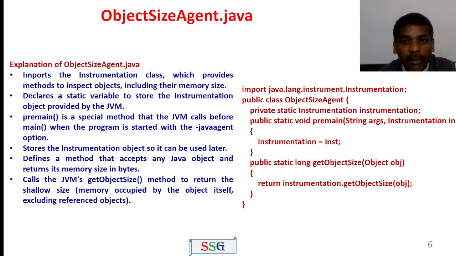The next one, the premain method, is a special method that the JVM calls before the main method when a program is started with the Java agent option. You are going to execute the Java program. Before the main method, this premain method should be called. Inside the premain method, store the instrumentation object so it can be used later. The next one, getObjectSize. This method returns the size of the objects.